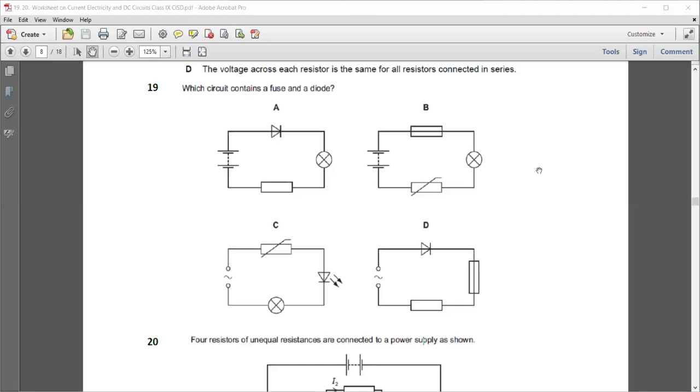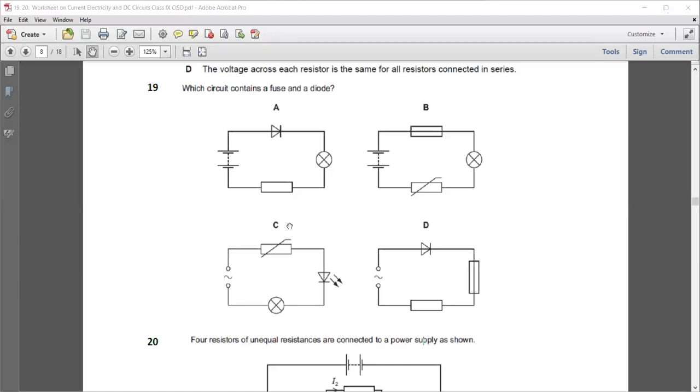Sir, it is only for the thermistor, right? Yes, for the thermistor. We use this one also in electronics, and we will have more details there. Now you only need to know the symbol.